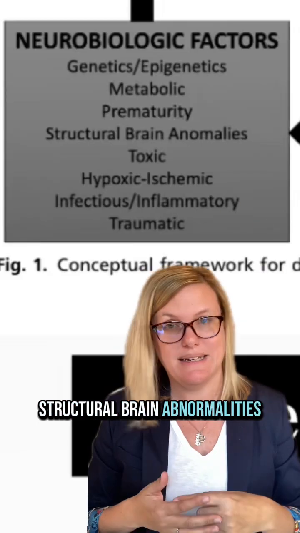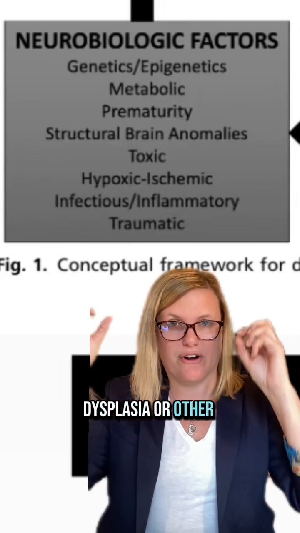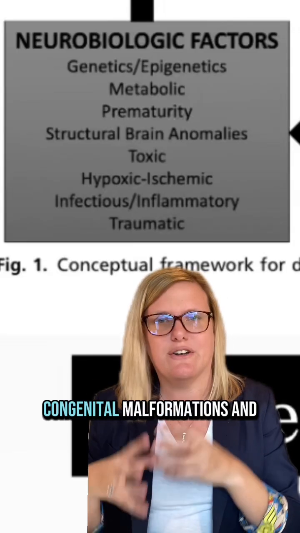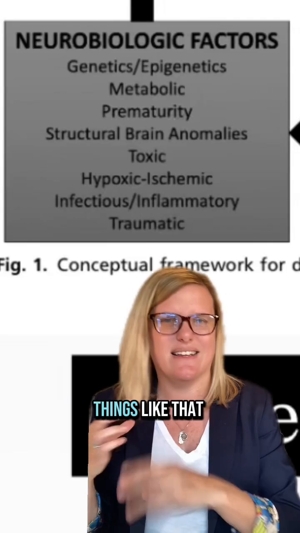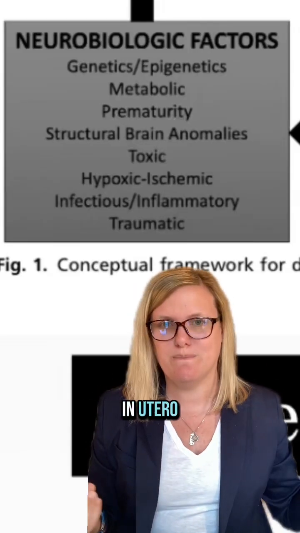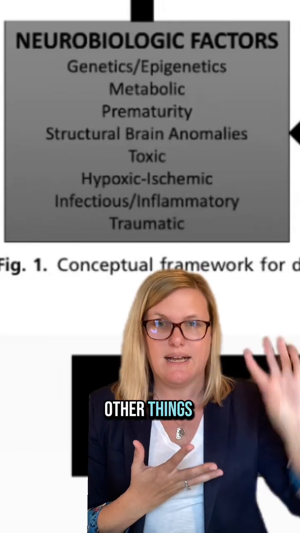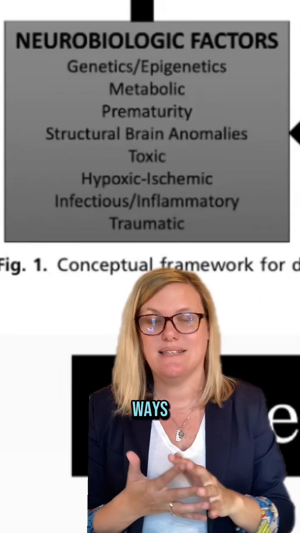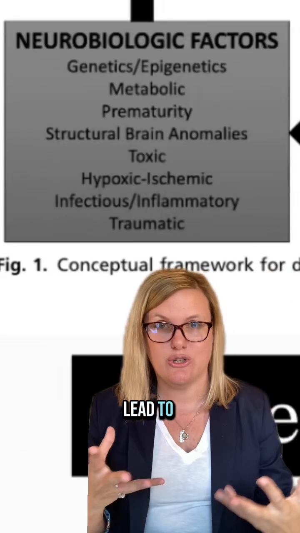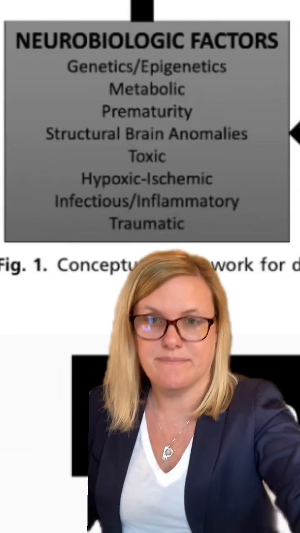Hypoxic ischemic, HIE, is on there as a cause, which we know. Structural brain abnormalities, so those are going to be cortical dysplasia or lissencephaly, all sorts of structural congenital malformations and things like that. Something went wrong in brain development in utero. Again, infection, so CMV and other things can impact the brain in different ways. And then trauma, so a TBI, we know that any sort of brain injury can lead to the signs and symptoms of autism.